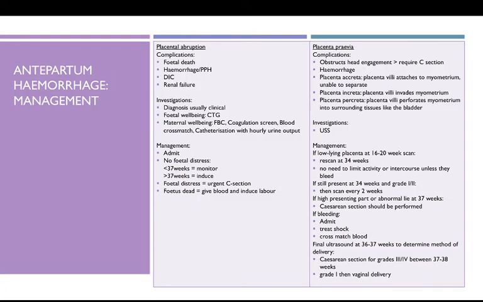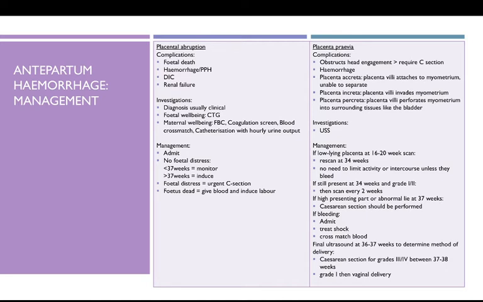Okay, so the management of each of these. So first, the complications of placental abruption. The complications include hemorrhage, so postpartum hemorrhage, DIC, renal failure, and fetal death. With placenta previa, the complications include, because the internal os is being obstructed, it could obstruct head engagement, so it could mean that you don't get engagement, therefore you may require a C-section. You may get hemorrhage with placenta previa.